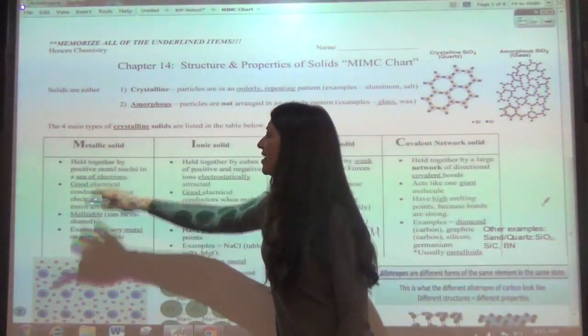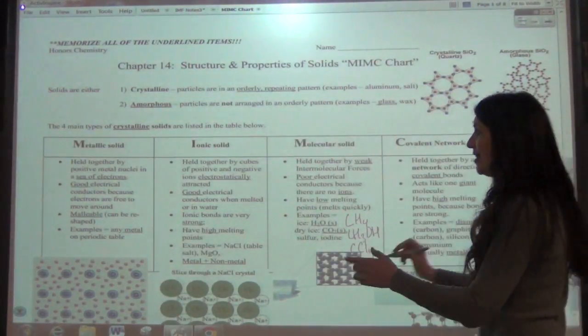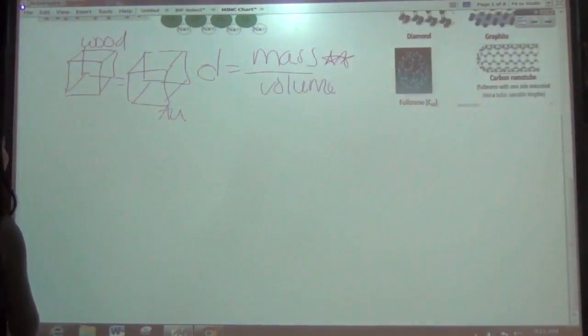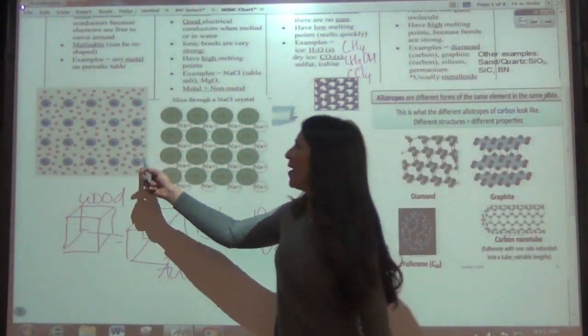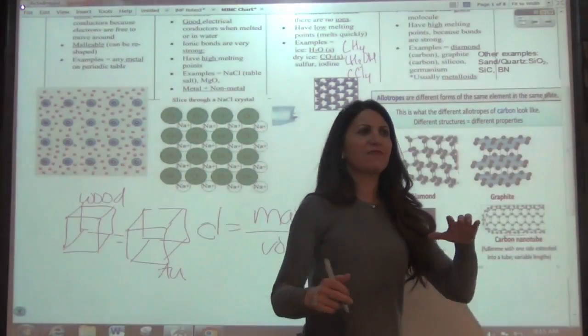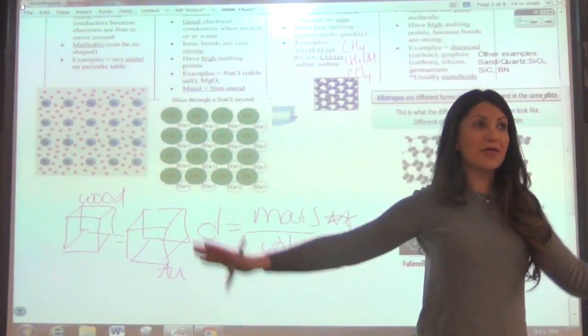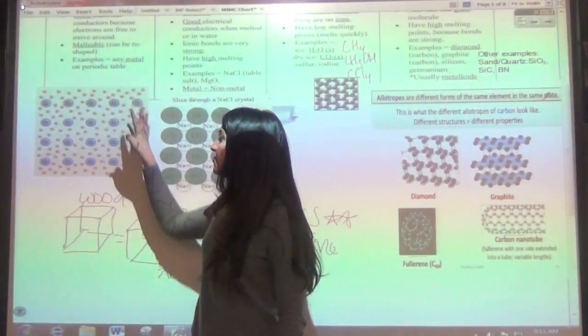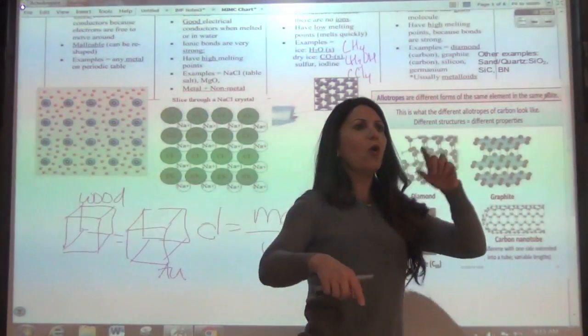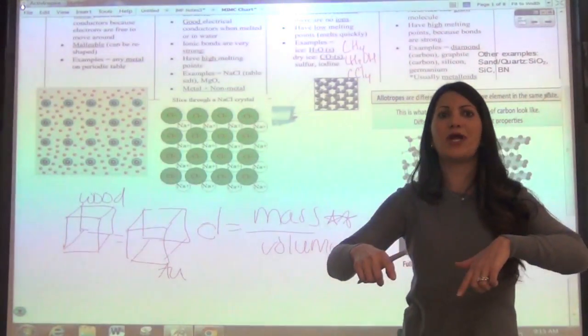So the first one is metallic, and I really like this one. The metallic ones are held together by what they call a sea of electrons. So what you can see is it's positive nuclei, and just like if you had fish in the sea, the water is surrounding all of them. The electrons are surrounding all of the nuclei here, and you don't know which electron belongs to what nucleus.